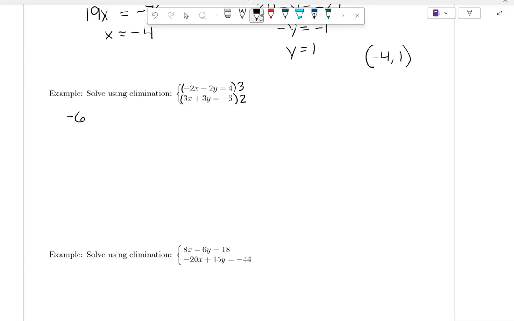So then you get -6x minus 6y equals 12 for your top equation. And then for the bottom, we get 6x plus 6y equals -12. Okay, and then I'm going to let you guys continue, and we'll see what you get.